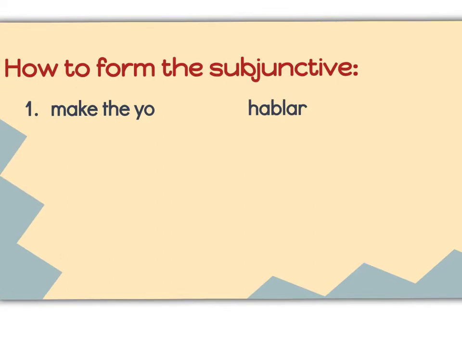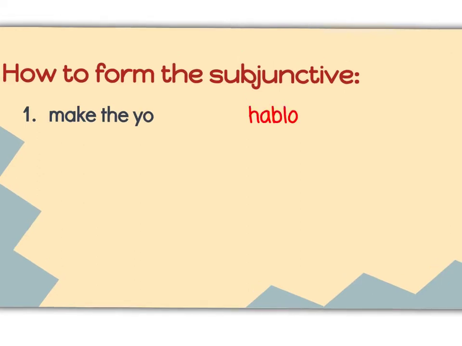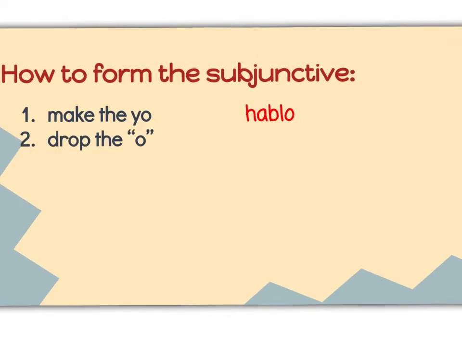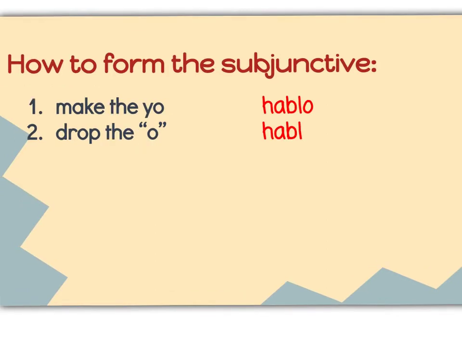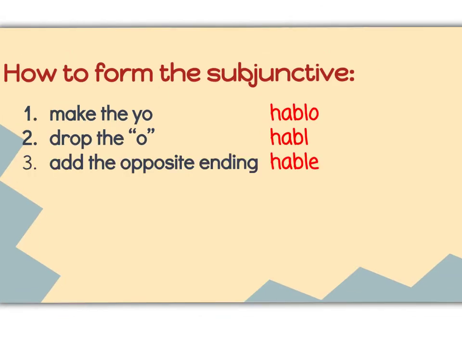Por ejemplo, I'm going to use the verb hablar to show you how to form the subjunctive. So I'm going to make the yo form of hablar, which would be hablo. My second step is to drop the O. Now I take hablo and I drop the O. So make the yo, drop the O, and add the opposite ending. So we're going to talk about what the opposite ending means.